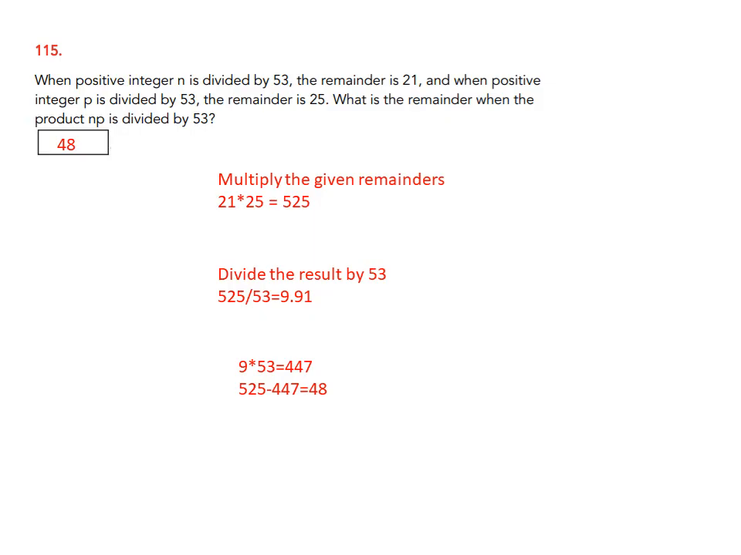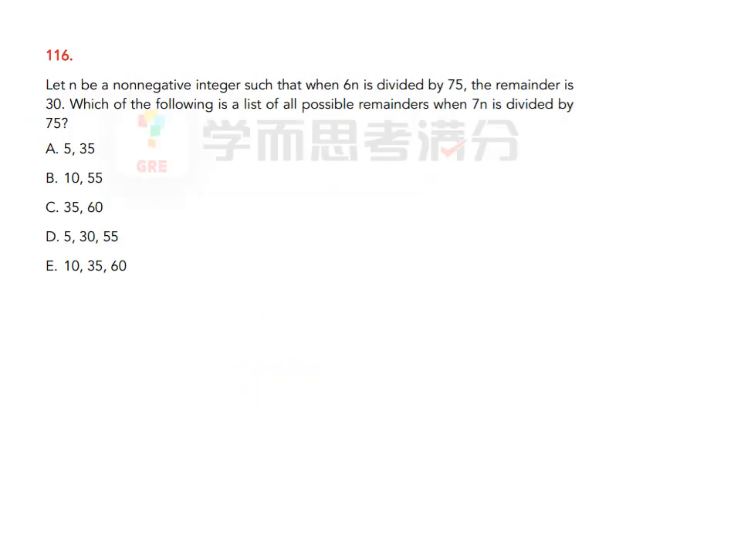Let's move to the next question. Let n be a non-negative integer such that when 6n is divided by 75, the remainder is 30. Which of the following is a list of all possible remainders when 7n is divided by 75? Okay, so non-negative integer, it can be 0 and it can be any positive integer. Now we need to find out what n is, and after that we will be able to find all possible remainders.